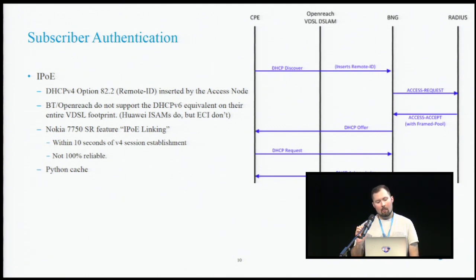So we do subscriber termination with DHCPv4 option 82, or more specifically the sub-option 2 remote ID, which is a free text field. We can put in whatever we want. OpenReach's VDSL DSLAMs will insert this as that DHCPv4 discover comes through their relay agents onto our network. However, they don't support the v6 equivalent for the entire VDSL footprint, which makes that pretty much useless for us. We can't know who the v6 solicit's coming from.